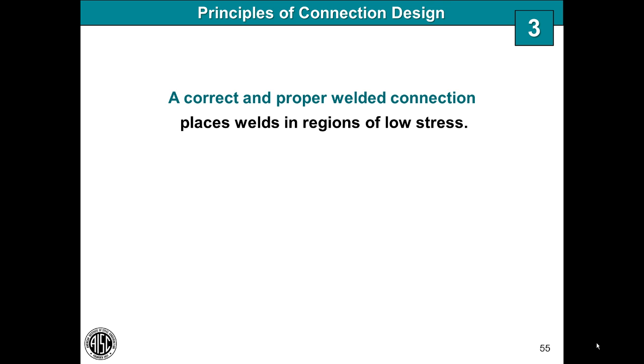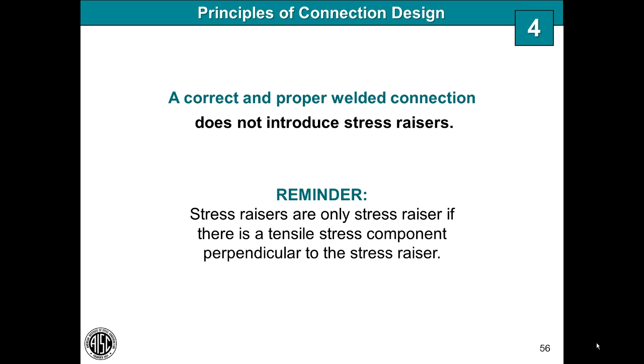Principle number 4 says a correct and proper welded connection does not introduce stress risers. Let me remind everybody that stress risers are only stress risers if there is a tensile stress component perpendicular to the stress riser.